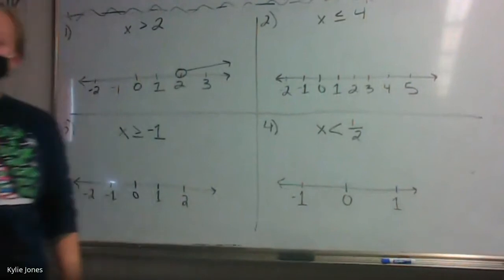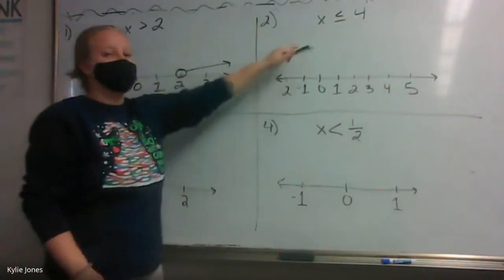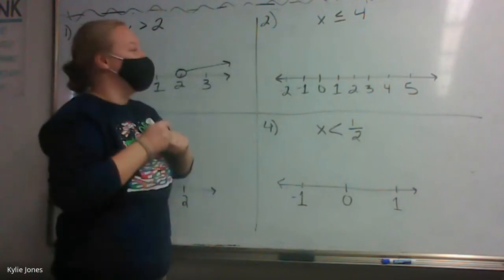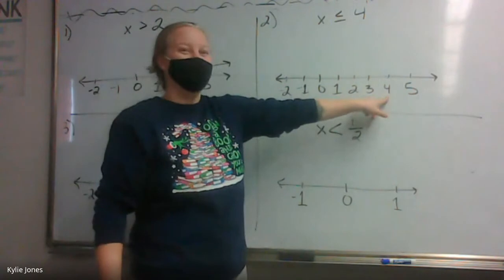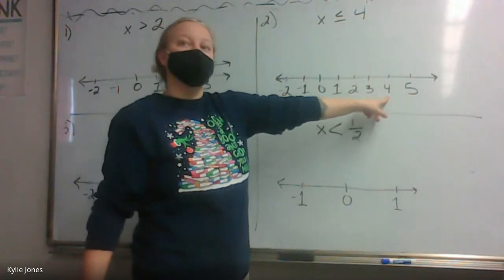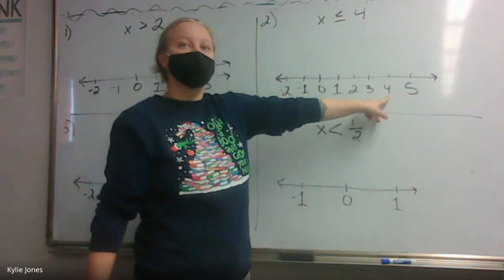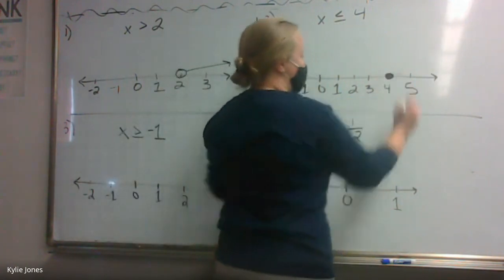All right. Let's go ahead and go over these. So we did our first one, right? That one's good. Let's look at number 2. X is less than or equal to 4. So we know that our circle needs to go on 4. What kind of circle will it be? Closed or open? Closed. Yeah, it's equal to, so it's a closed circle.